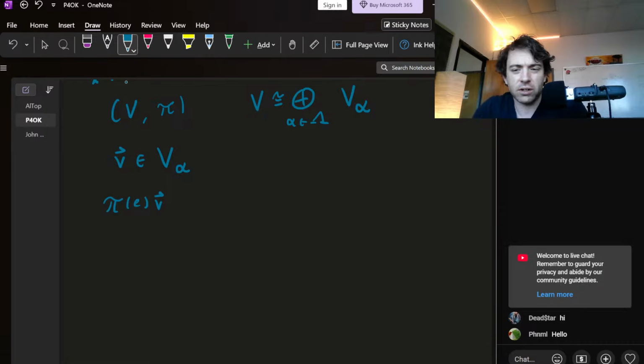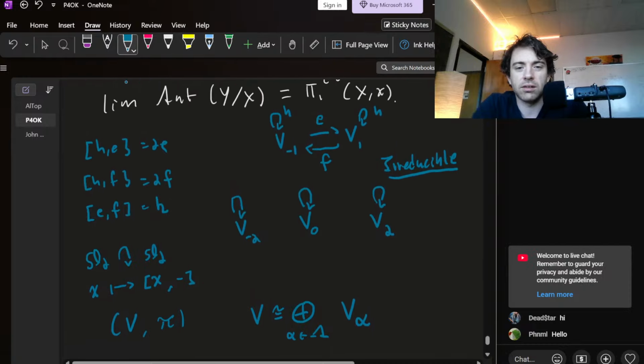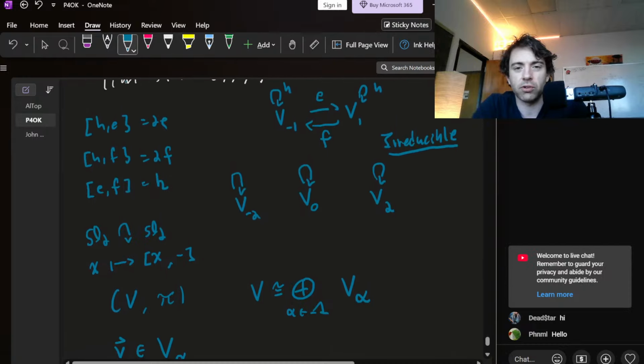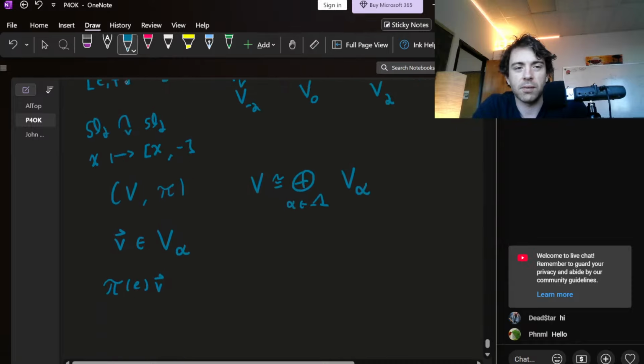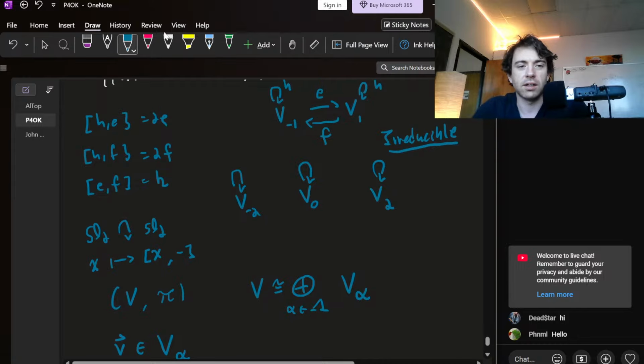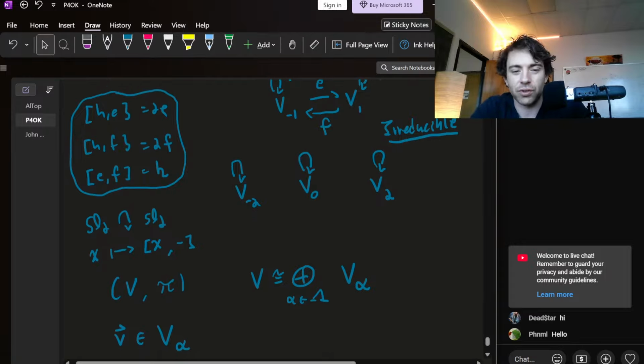And, well, who knows, right? In general, you should expect it to be spread out amongst eigenspaces. But in the previous cases, we've seen examples where it actually ends up concentrated in one. And by the way, that has something to do with the fact that there's some sort of eigen relation between E, F and H themselves.